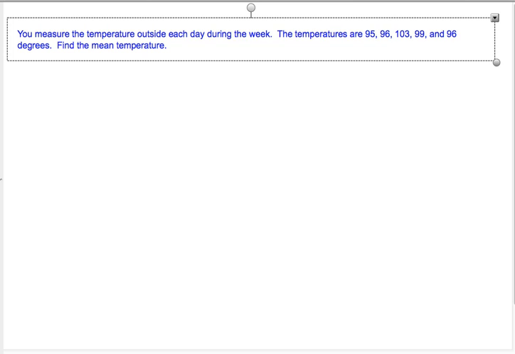Let's try another example. You measure the temperature outside each day during the week. The temperatures are 95 degrees, 96 degrees, 103 degrees, 99 degrees, and 96 degrees. Find the mean temperature. Okay, so the first thing we need to do is add up, or sum, all of these numbers. It would be tedious to make a model here because you'd have to have quite a lot of blocks, but you could try it out.